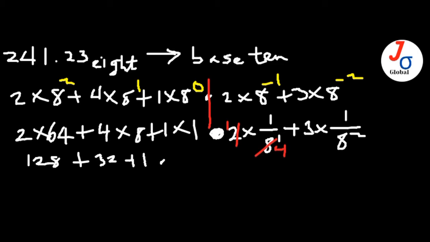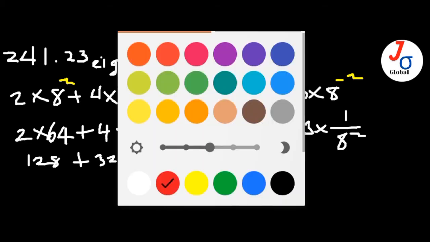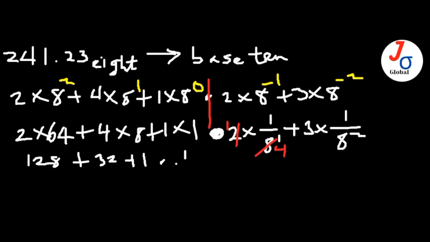Okay, so I'm having 1 over 4 plus 3 over, that's 3 times 1 is 3, over, what's the base? 8 raised to the power of 2 is 64. Okay, and so I'm having 128 plus 32 plus 1, that's 161. Then you have your decimal point.